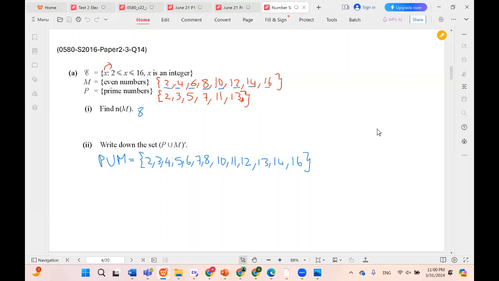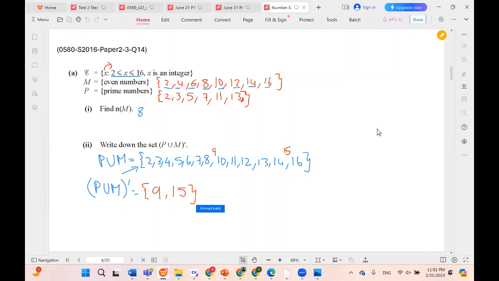But it has to lie within the universal set. So the universal set here is from 2 to 16. If you want to write the numbers down, you can. If you want to just visualize it, you can do that as well. So you have all numbers from 2 to 16, and you want all the numbers that are outside of the set P union M. So 2 is there, 3, 4, 5, 6, 7, 8, they are all there. We are missing 9. And then we have 10, 11, 12, 13, 14, and we are missing 15. So the answer is 9 and 15.